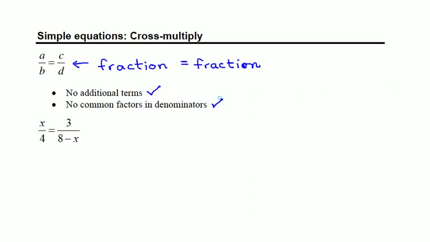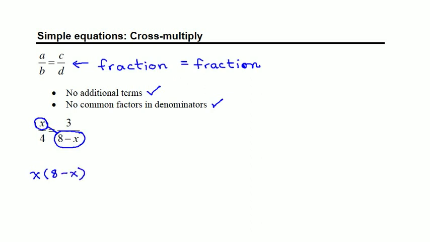our standard process of finding the LCD and multiplying it by both sides. But it turns out that process will always yield the same result, which we could get by cross-multiplying. And what cross-multiplying means is that we take the numerator from one side and multiply it by the denominator of the other side. So this x is going to get multiplied by 8 minus x.